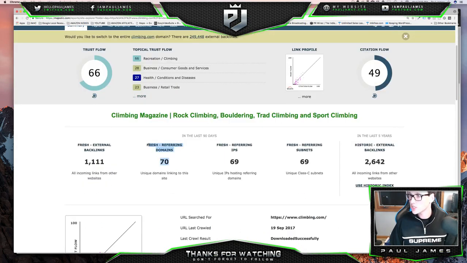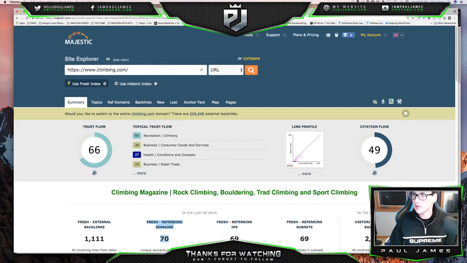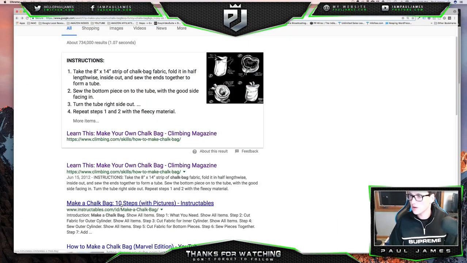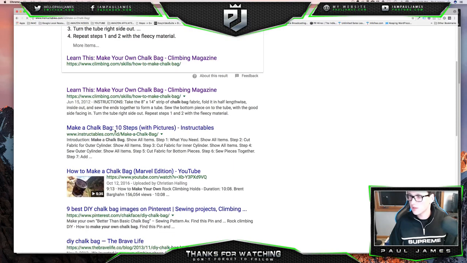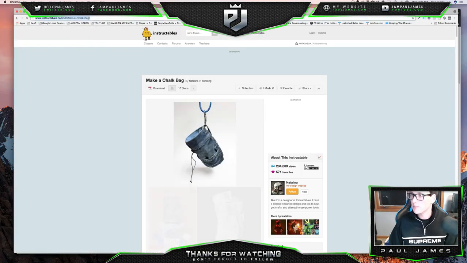Not as much as I would have thought, though. I mean, 70 is a lot. Check out the trust flow and citation flow. They're pretty high. They're pretty close together, all things considering, and a lot higher than the previous example that I showed. I'm also going to check out the second one as well. This Instructables Make a Chalk Bag, and see what they have going on.